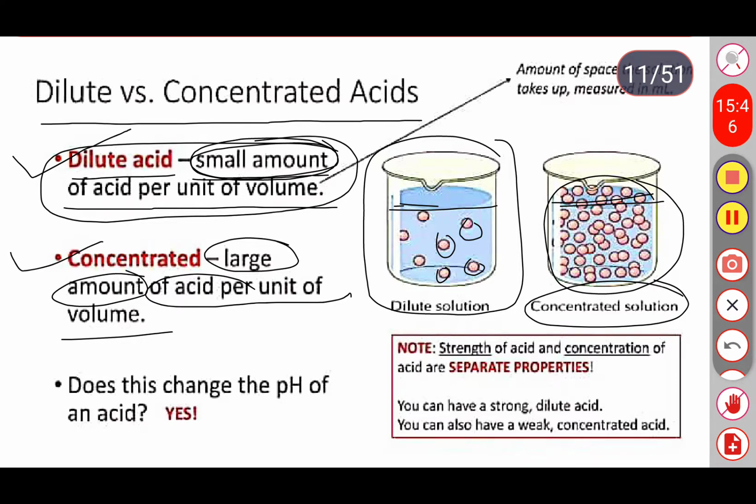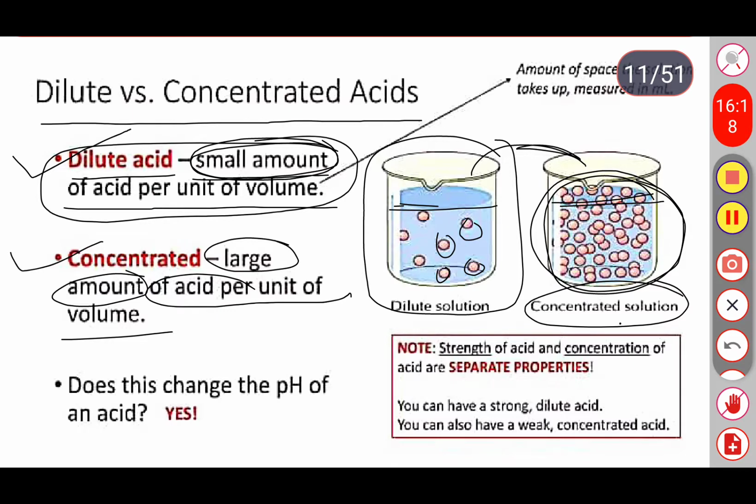And the next one is the gap between the particles in these two. The gap between the acidic particles is very tightly packed in the concentrated solution, whereas in the diluted solution the particles are randomly moving from one place to another. It means it has the maximum amount of intermolecular space.